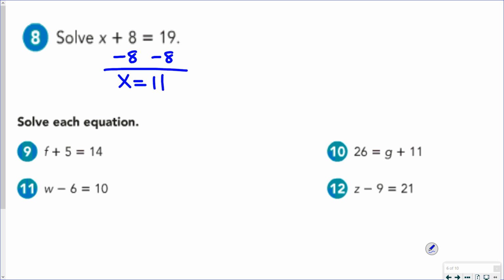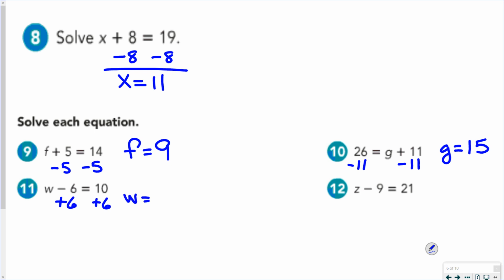Same thing. All right, for number 9, f plus 5 equals 14, so we subtract 5 from both sides. F equals 9. Number 10, 26 equals g plus 11, so we subtract 11 from both sides. G equals 15. For number 11, w minus 6 equals 10, so we add 6 to both sides. W equals 16. And finally, number 12, z minus 9 equals 21. So we add 9 to both sides. Z equals 30.